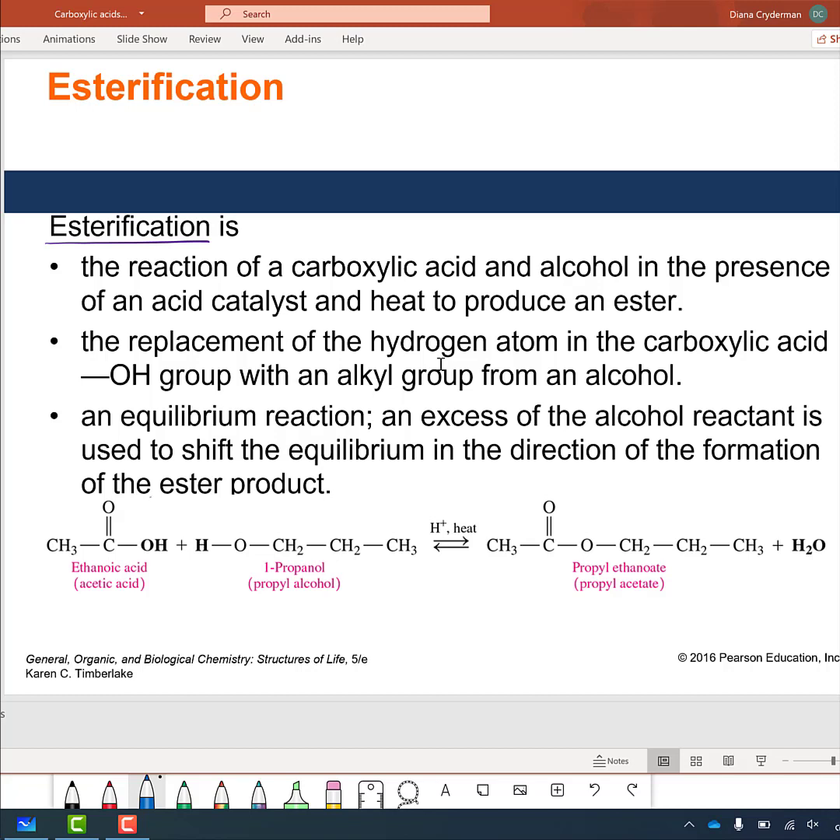And so if we start with a carboxylic acid and an alcohol, we're starting with ethanoic acid and 1 propanol. And what we're going to do is take the OH from the carboxylic acid and the H from the alcohol, and we're going to get rid of them. We're going to join those two out, pull them off, and make water.